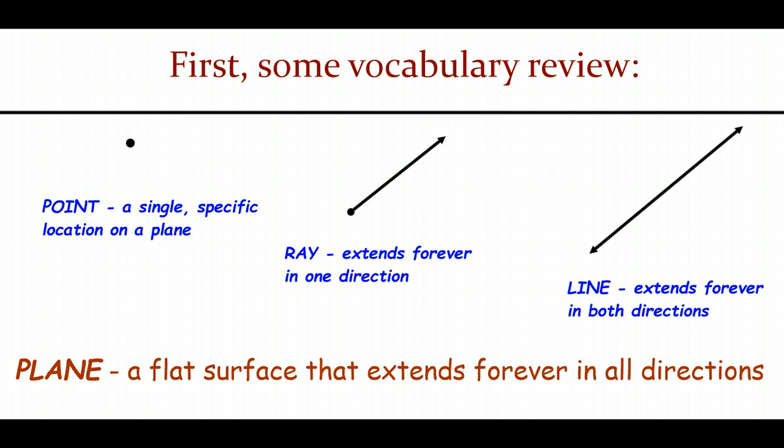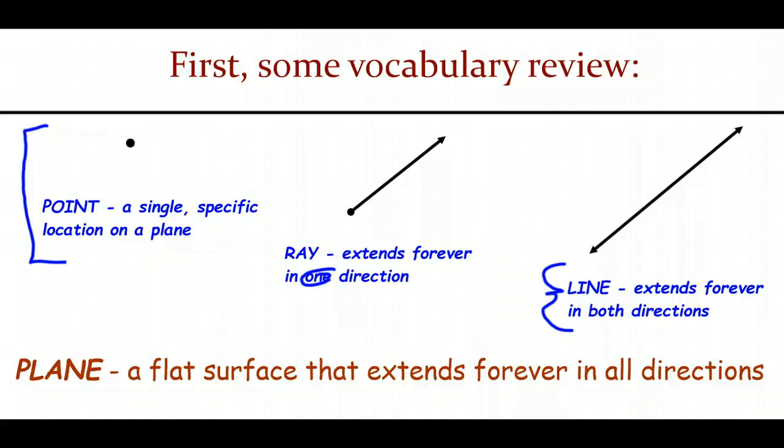So I'm going to ask you to go ahead and write this down in a section of your notebook, specifically for the This Week in Geometry section. A point, a single specific location in space on a plane. A ray extends forever in one direction. A ray in both directions is called a line. And all of this exists on a plane, a flat surface like a piece of paper or a wall or the smartboard that extends forever in all directions. These are the basic definitions of things we need to talk about geometry, and we need to talk about angles. So go ahead, pause the video, write this down, come back when you're ready to move on.